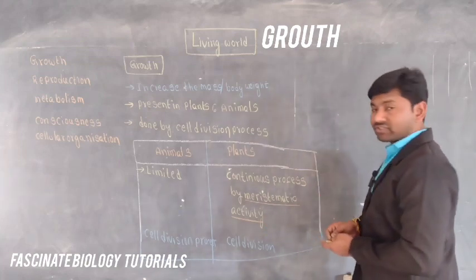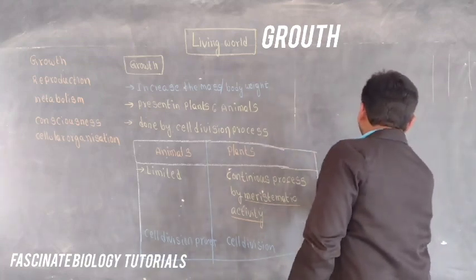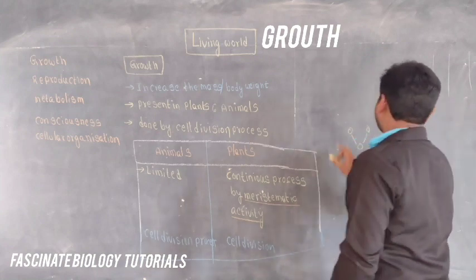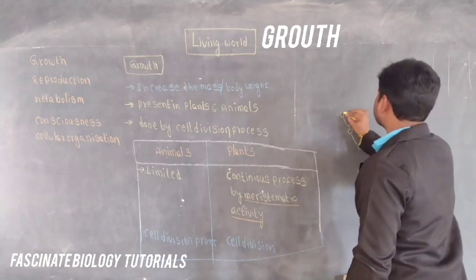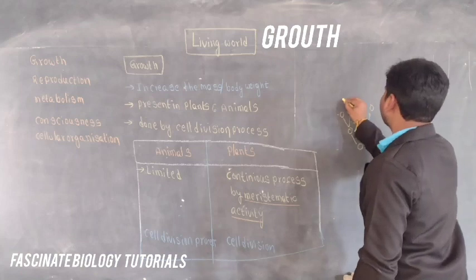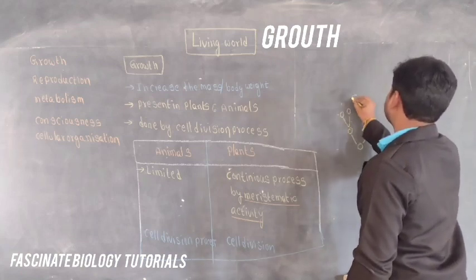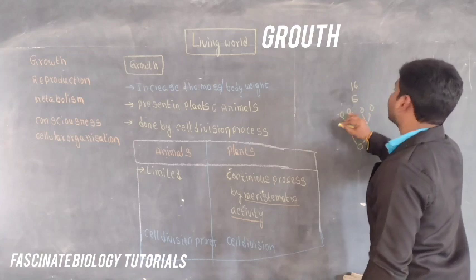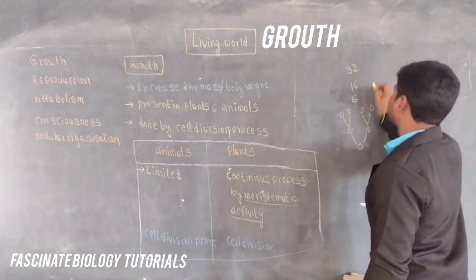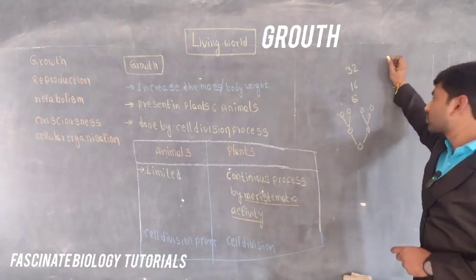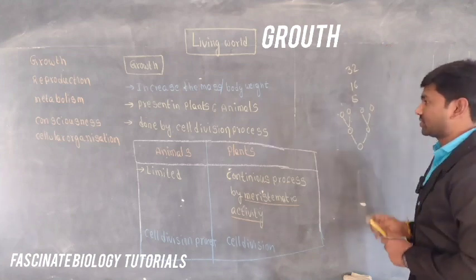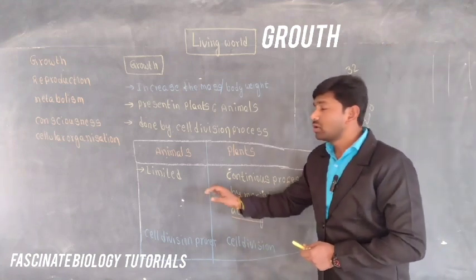In the mitotic cell division process, one cell is divided into two cells, and these two cells again divide into four cells, and these four cells again divide into eight cells, and after that 16 cells, and after that 32 cells. This is the mitotic cell division or equational cell division process. Based on these phenomena, the organisms grow by this process. This is the basic information about the growth.